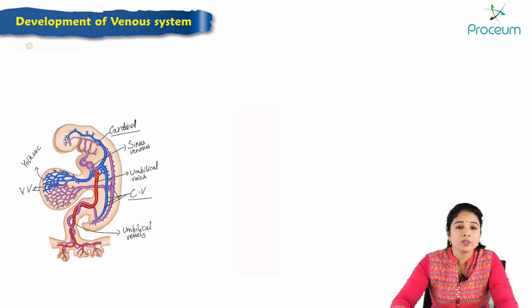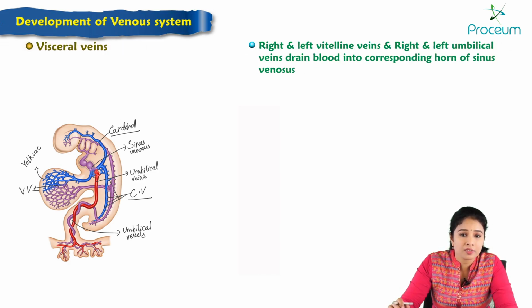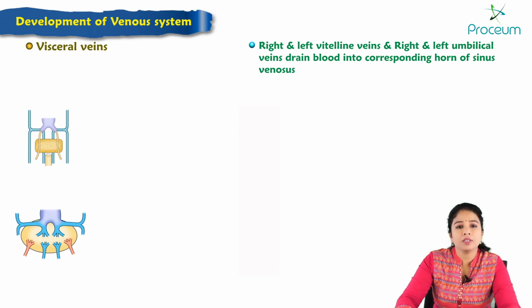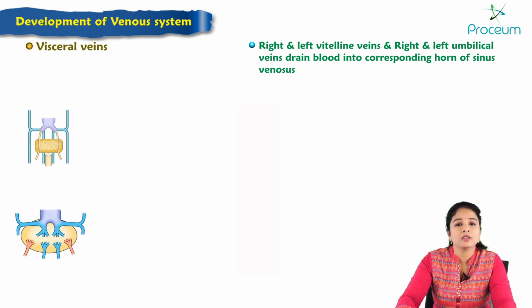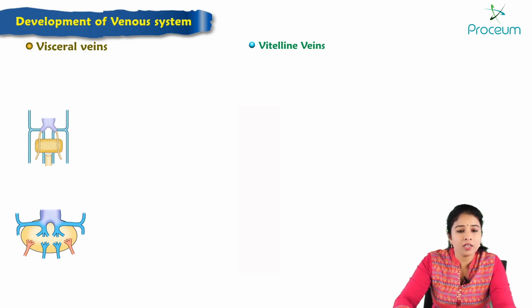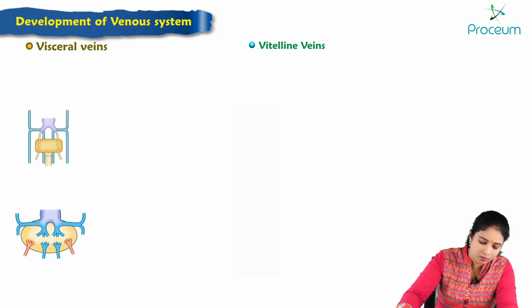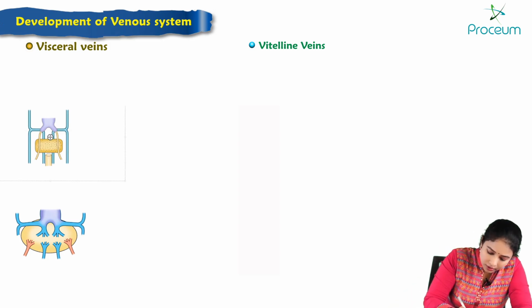So let's start with the visceral veins, that is the right and left vitelline veins. First we shall begin with the development of visceral veins. We know they are the vitelline veins and also the umbilical veins. First we shall talk about the vitelline veins. The right and left vitelline veins and also the right and left umbilical veins drain the blood into the corresponding horn of the sinus venosus. So this is the sinus venosus.